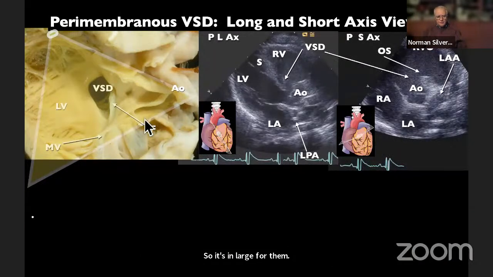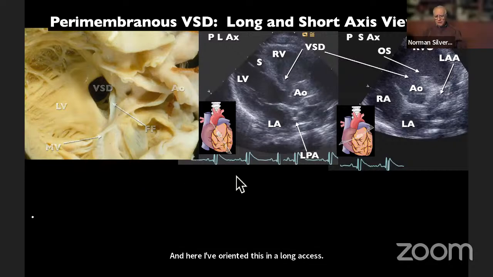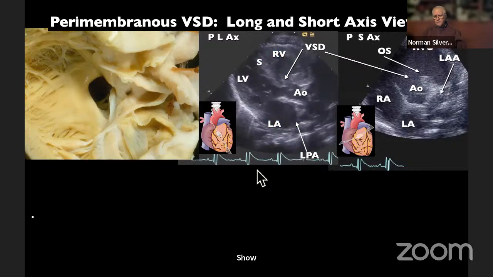We saw a 4-chamber or 5-chamber view for the membranous VSD, and this heart is oriented in the long axis or the short axis on echo. And here we see this fibrous flap, which is the remnant of the membranous septum associated with the ventricular septal defect, which is oval and not circular in its presentation, looking at it from the left ventricular surface with its smooth upper border and fine apical trabeculations. And here I've oriented this in a long axis. Short axis would be exactly a cut in this direction. And of course, here are the two pictures.